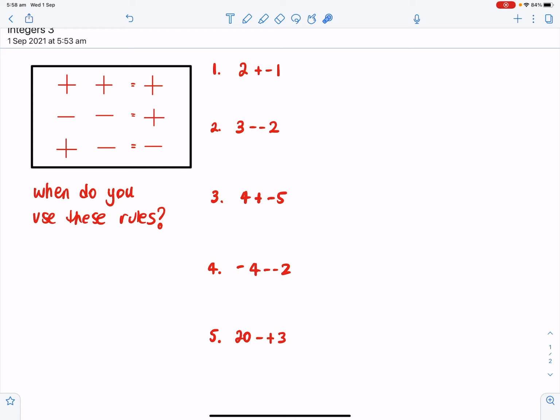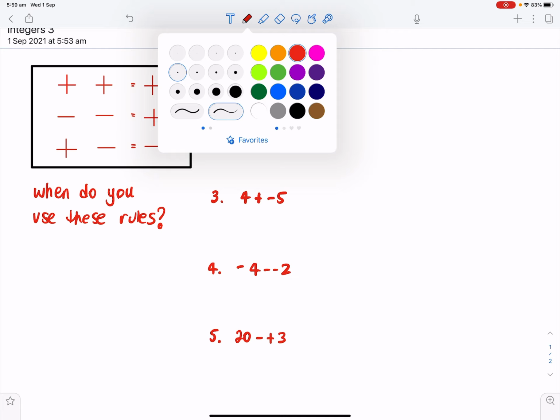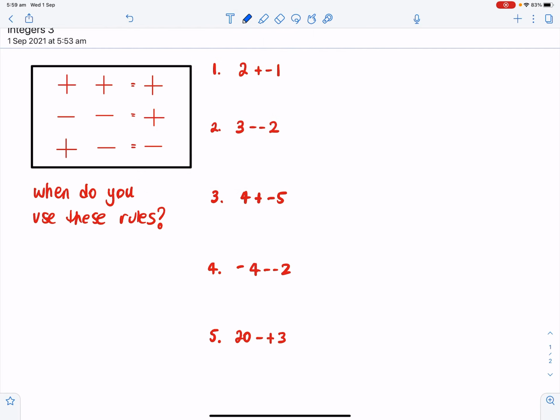So the question is, when do you use these rules? Well, there's three situations where these rules are used. Okay. The first situation is when the signs are next to each other. Okay. When the signs are next to each other.